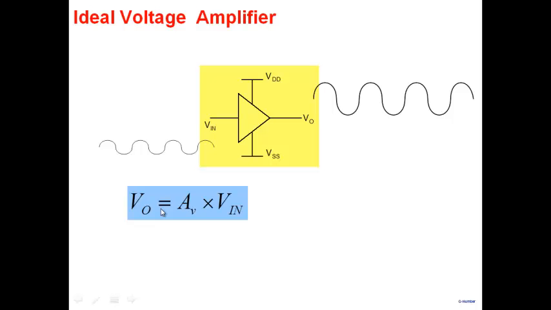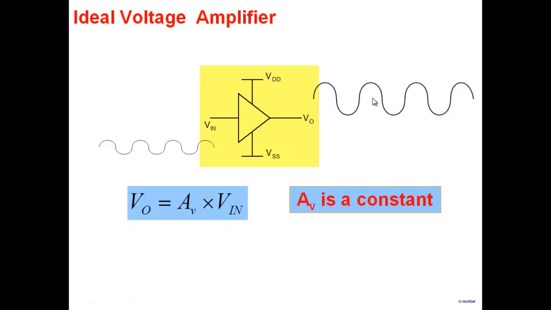And an ideal amplifier is where V0 is AV times Vin. AV is the voltage gain. This part is very important: AV is a constant. That's why I'm calling it an ideal voltage amplifier. For an ideal voltage amplifier, this is a linear relationship. Otherwise, if AV were to depend on Vin, then the relationship between V0 and Vin would become nonlinear.